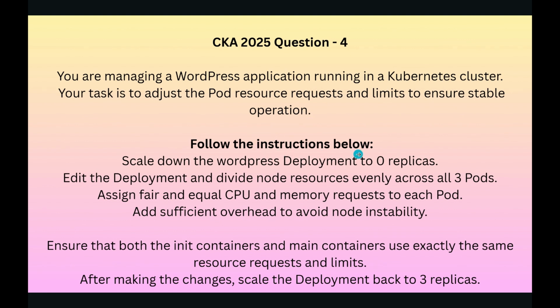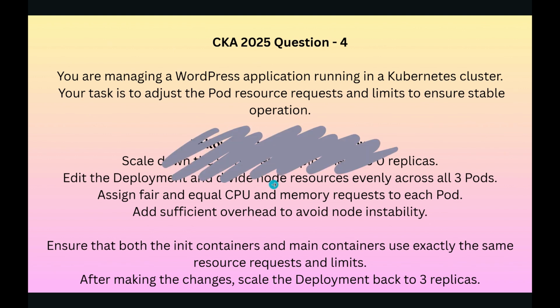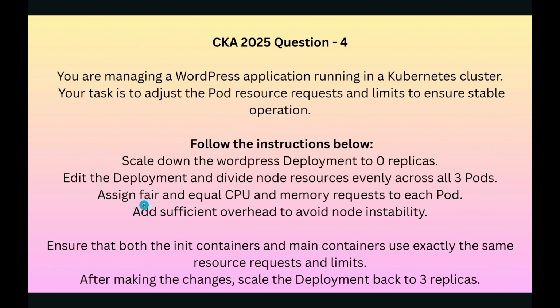Follow the instructions below. Scale down the WordPress deployment to 0 replicas, edit the deployment, and divide node resources evenly across all 3 pods. Assign fair and equal CPU and memory requests to each pod. Add sufficient overhead to avoid node instability. Ensure that both the init container and main container use the exact same resource requests and limits. After making changes, scale the deployment back to 3 replicas.